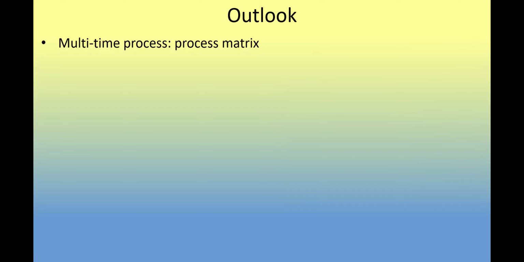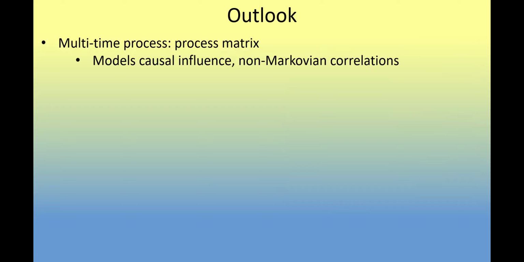As we said, we found the best description of a quantum stochastic process, or of a process evolving over time, and this is the process matrix. An important insight is that this process also models causal influence, in the sense that I'm allowed to change the operation I perform at each time. The process encodes the causal relations between the choice of operations and measurement outcomes. And in particular, arbitrary non-Markovian correlations across multiple times can be modeled through this process matrix.